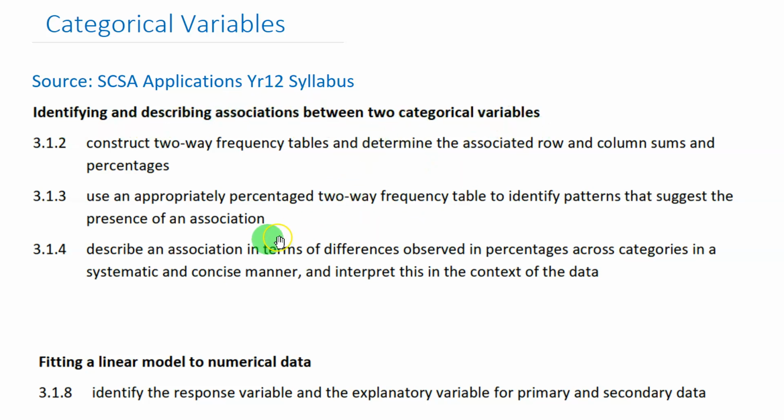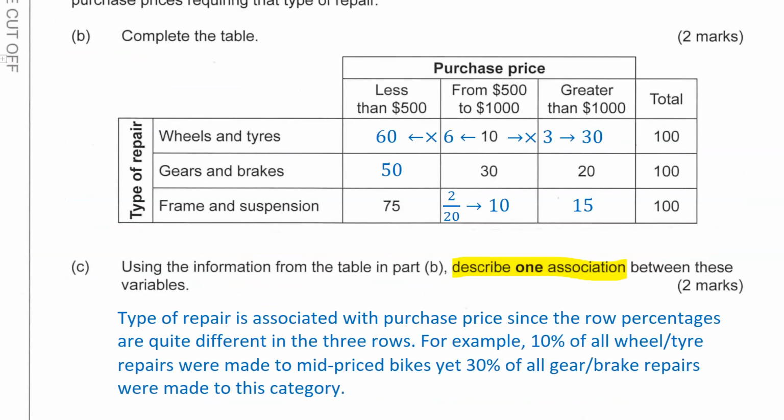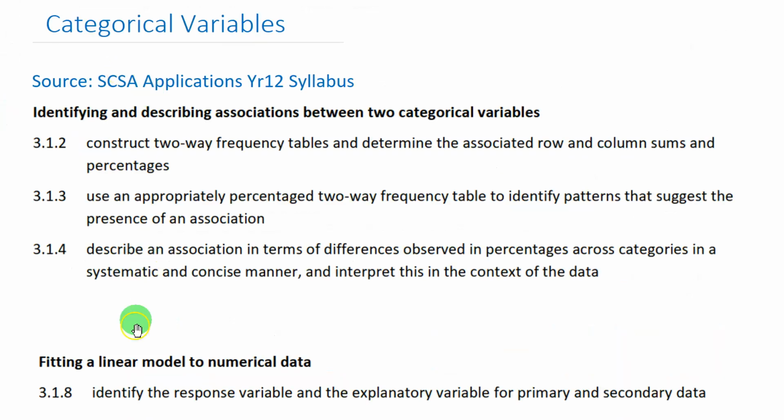So here's the answer. This is what we've got to do in this part. It's the fourth dot point. Describe an association in terms of differences observed in percentages across categories in a systematic and concise manner. Let's get on and do it. So here we go. Oh, by the way, while we were back there, here's the explanatory variable in the syllabus. It comes under a whole bunch of dot points later on where we're fitting a linear model to numerical data.